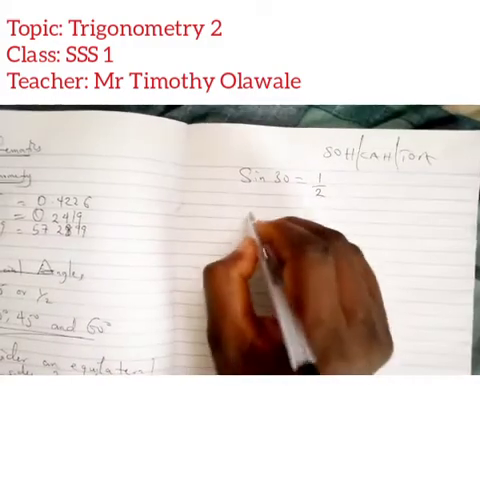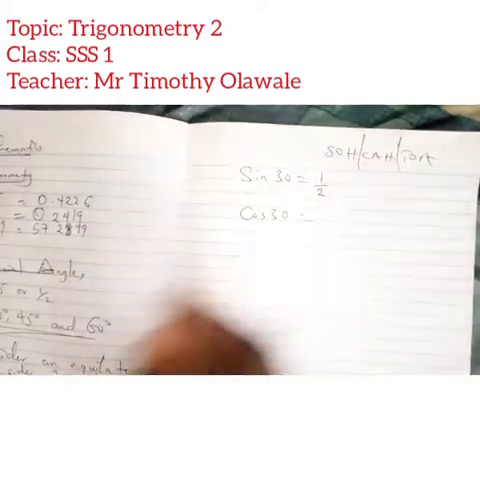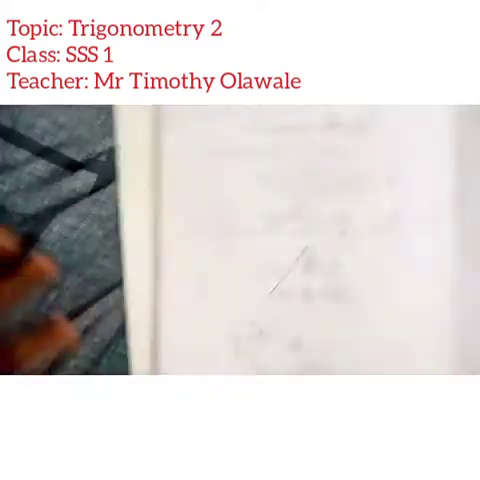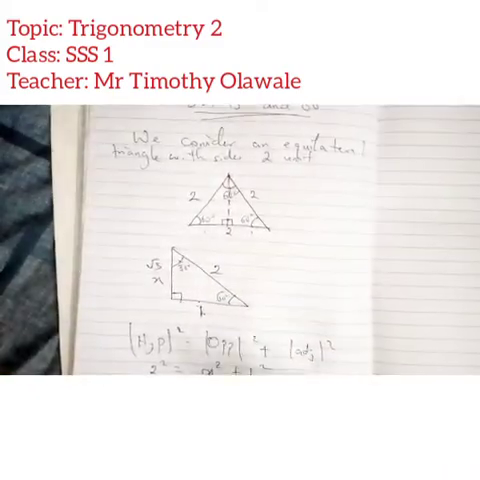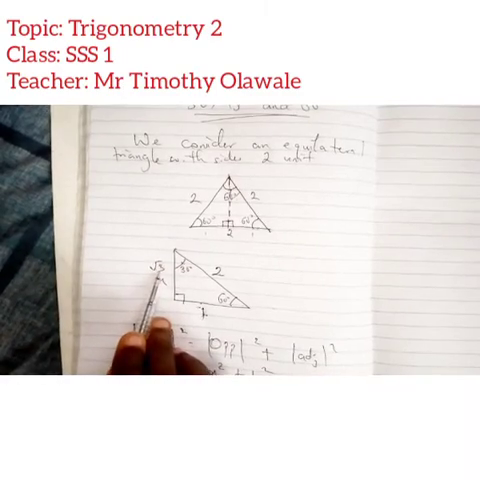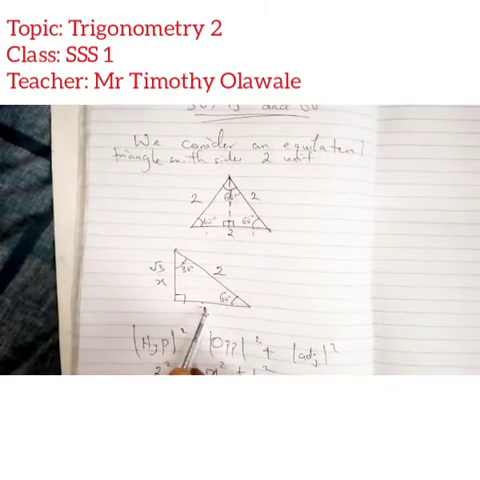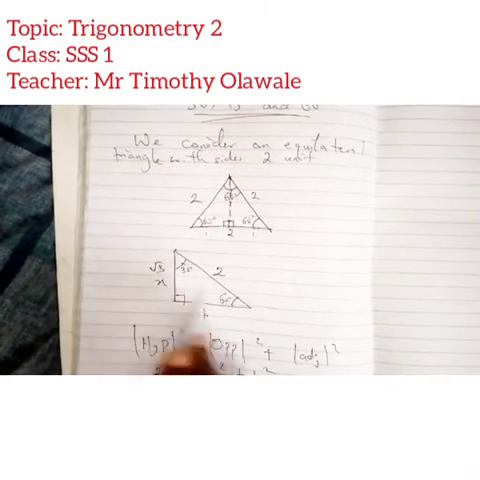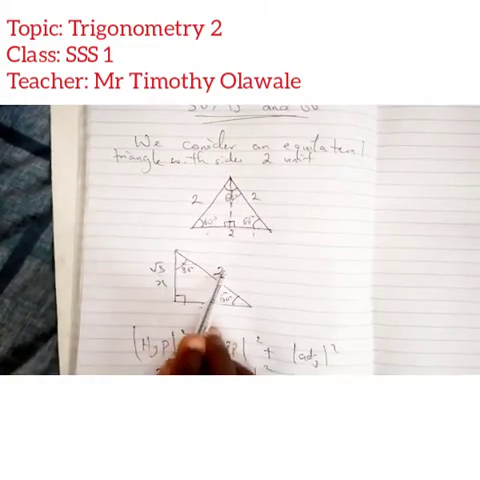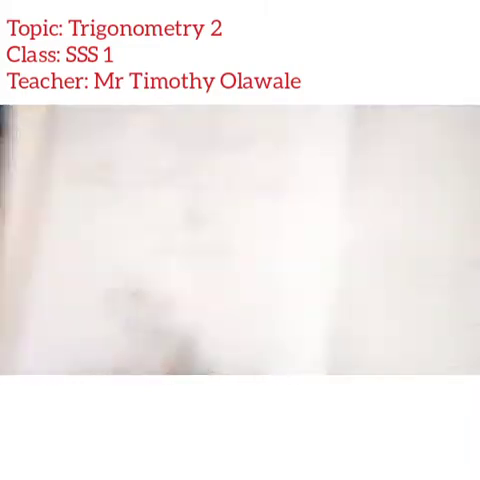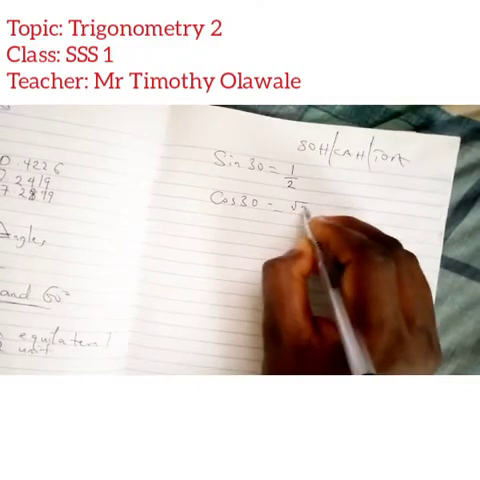All right. So what will be cos 30? Adjacent over hypotenuse, right? So let's go back there. This is our adjacent, and this is our hypotenuse. Adjacent over hypotenuse, so cos 30 will be root 3 over 2.